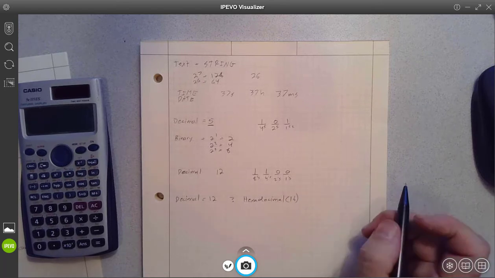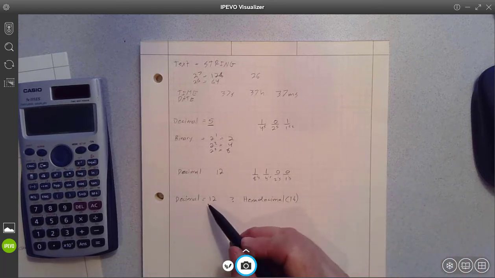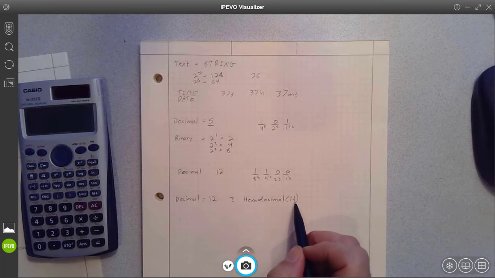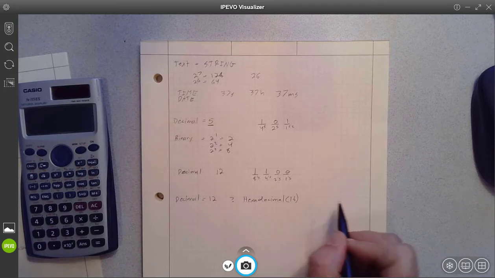This is one of those situations where typically we're so used to thinking in decimal that it would take at least 2 digits to represent the value 12. In hexadecimal, we can actually represent that in one character space.